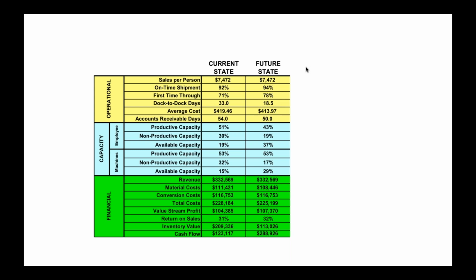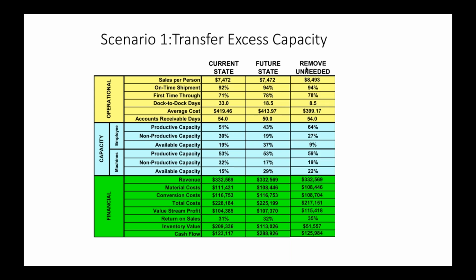So in this case, the senior leadership team looked at three alternatives. Number one would be, let's take the available capacity in terms of employees, transfer them from one value stream to the other value stream. So in this case, you see that the available capacity of employees goes from 37% to 9%. From a financial standpoint, our conversion costs go down and we make more value stream profit per month. So it's a good, sound decision.